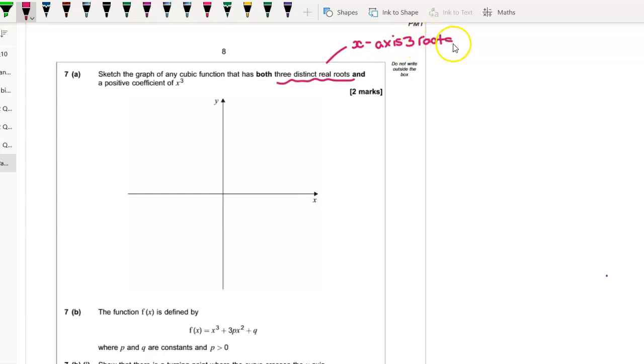Okay, if it had not distinct roots, it could have repeated roots. That's where they bounce up, boing, or they bounce down, boing. Okay, so we want 3 distinct roots. We want it to cross the x-axis 3 times.